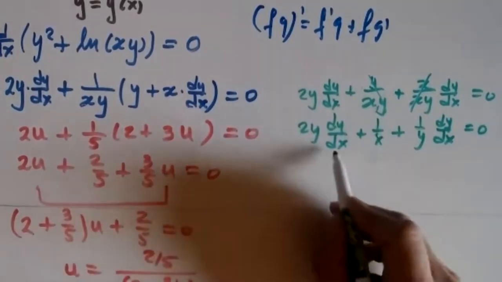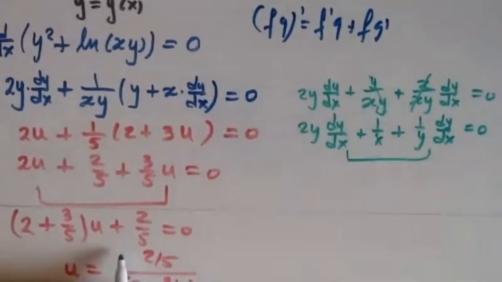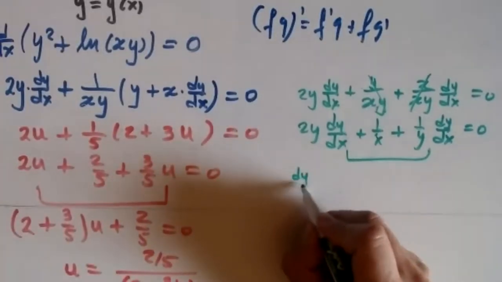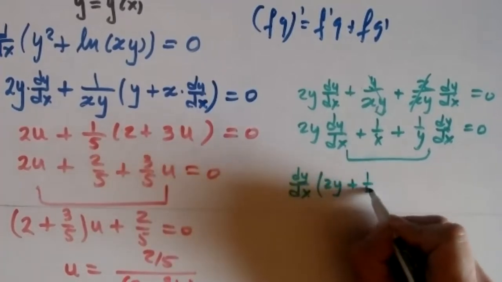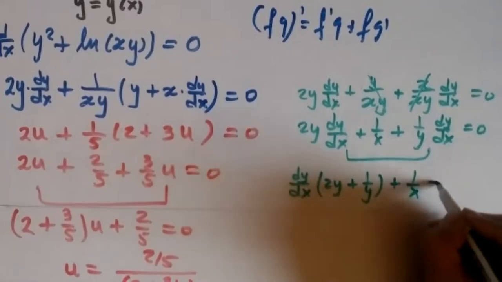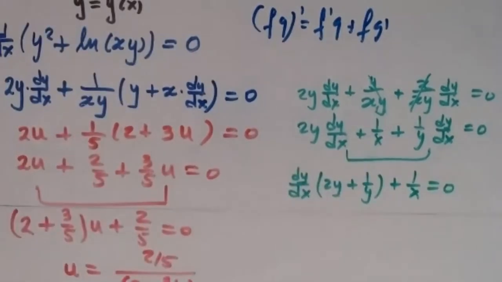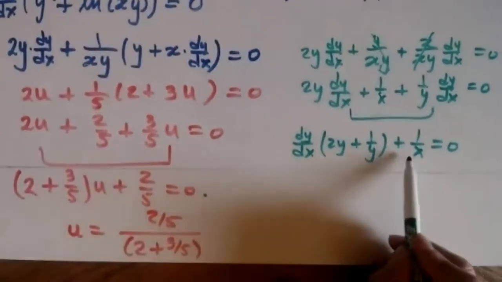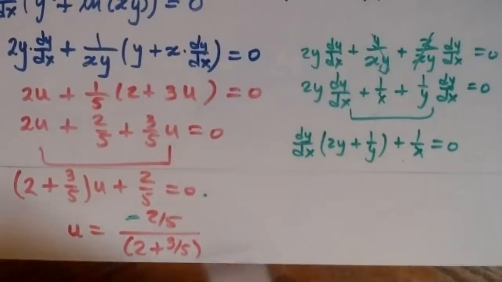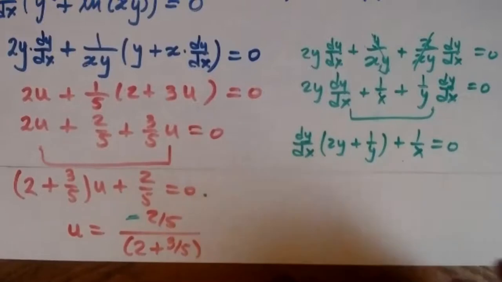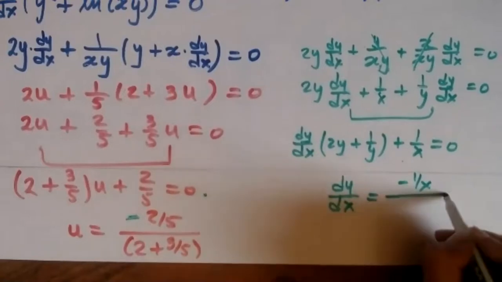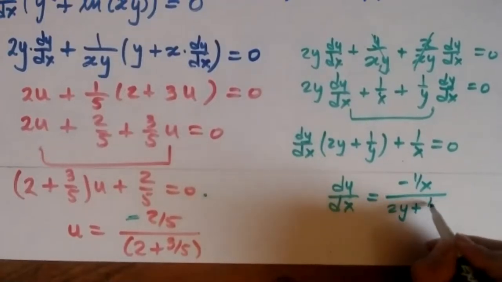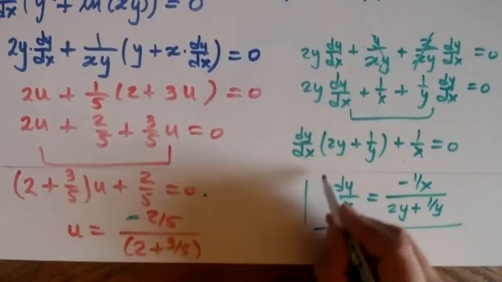Then I group these two again, as I did in the other problem. So this is dy/dx, parentheses 2y plus 1 over y plus 1 over x equals 0. Okay, I'm at this step right here. Now, what was the solution in this case? Well, you move this to the other side. Here is a negative, I forgot. So it is this here and then divide by the parentheses. So dy/dx equals negative 1 over x, parentheses, 2y plus 1 over y. And this is my answer.